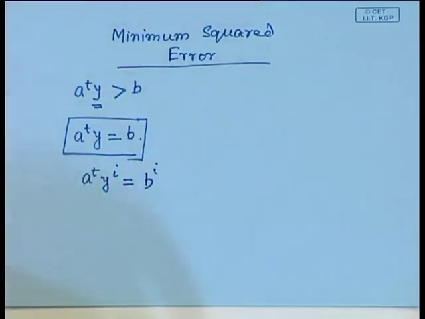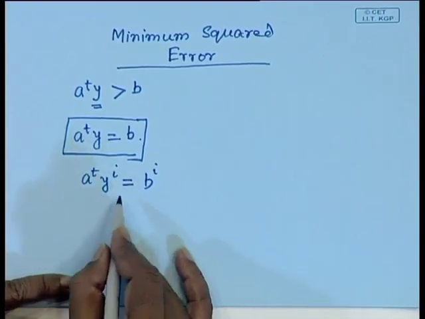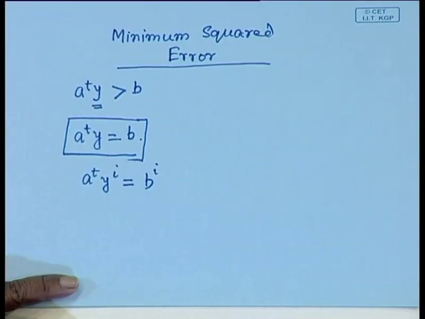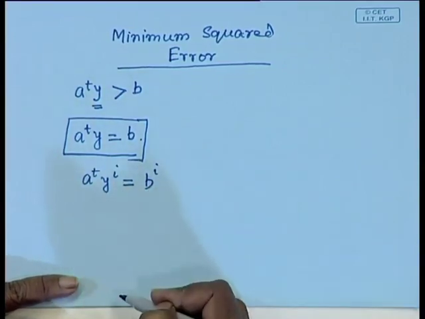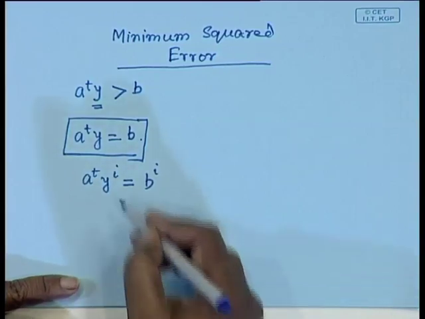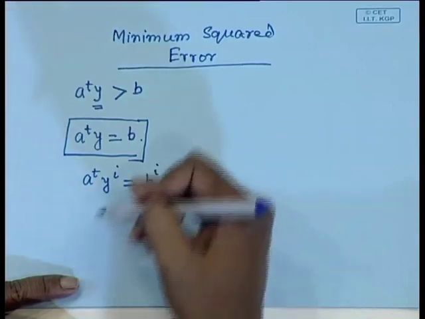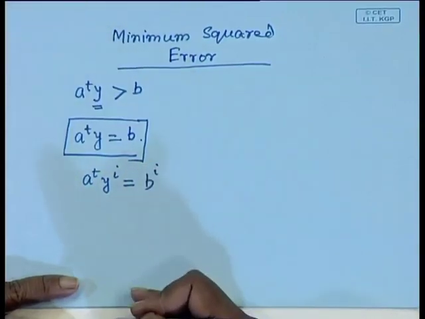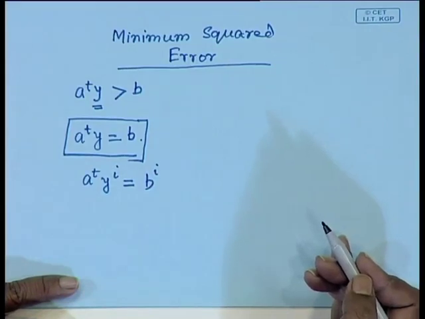If for every sample I can have different components, I mean different margins for generalization. So, for every ith sample I have such an equation, and I have n number of such samples. So, I get n number of such equations. Then what I have to do is, I have this n number of simultaneous equations, and I have to solve them.